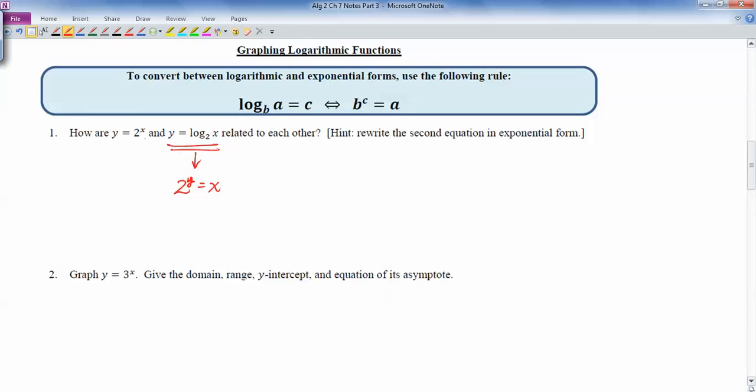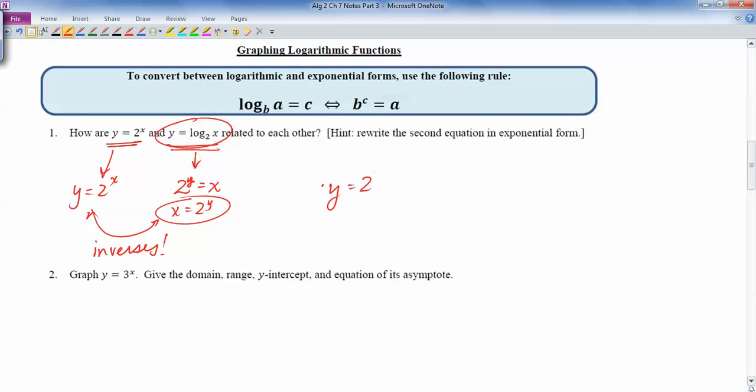So what I'm really asking is, how is y equals 2 to the x related to x equals 2 to the y? Well, you can tell right here they're inverses because the x's and y's are switched. So really what that means is, another way of saying this is this. So y equals 2 to the x and y equals log base 2 of x are inverses.